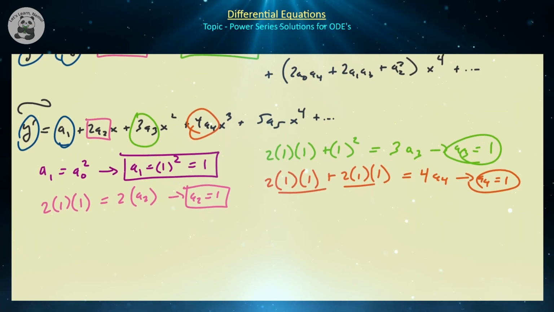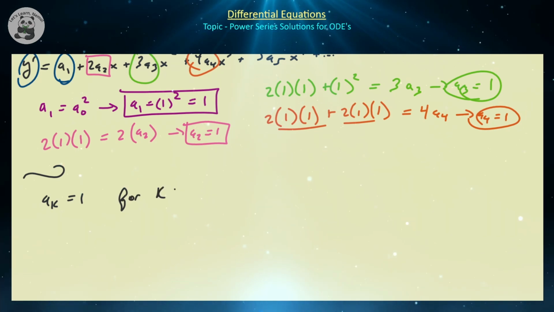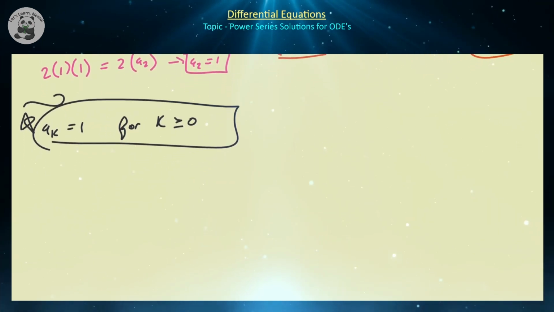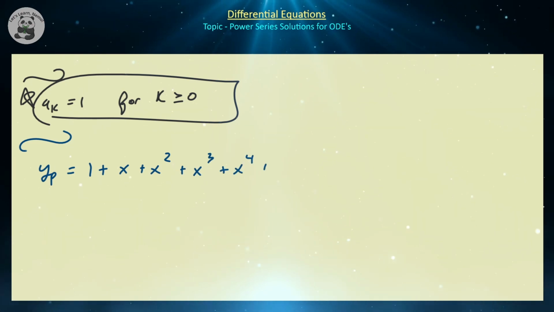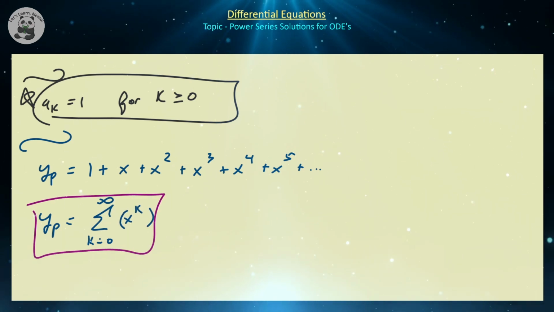So that's actually pretty interesting, and I invite you to use mathematical induction if you're on the theoretical side of math, and see if you can prove this next statement, that ak is going to be equal to 1 for all k greater than or equal to 0. Right? So that's actually very nice. So what exactly does that mean? That means our particular solution is going to be equal to 1 plus x plus x squared plus x cubed plus x to the fourth, and so on. Which means, as a power series, a closed form representation, we can write that as the sum from k equal to 0 to infinity of x to the power of k. Right? And that is our solution.